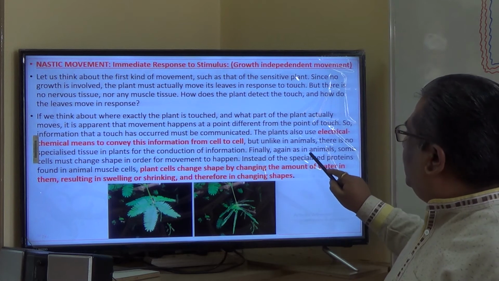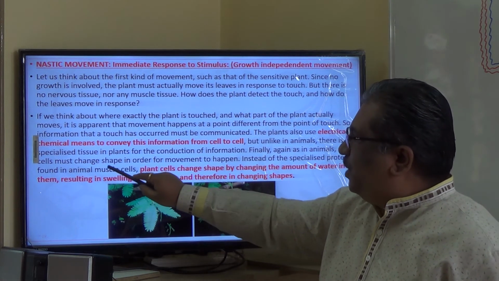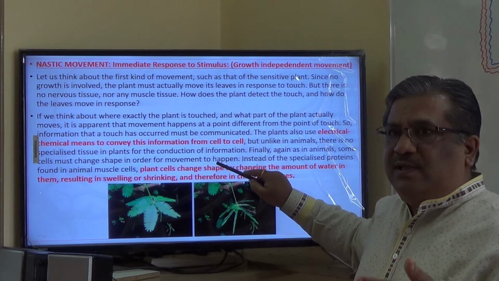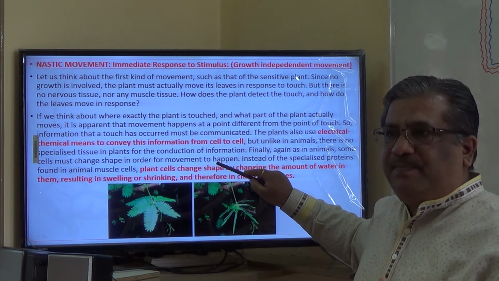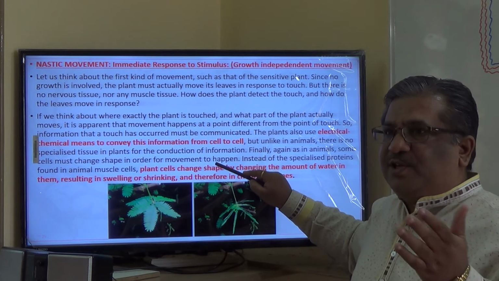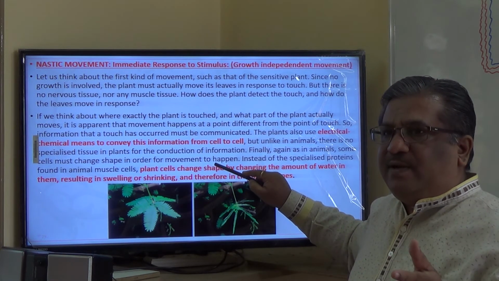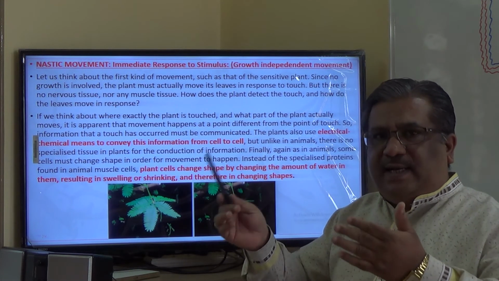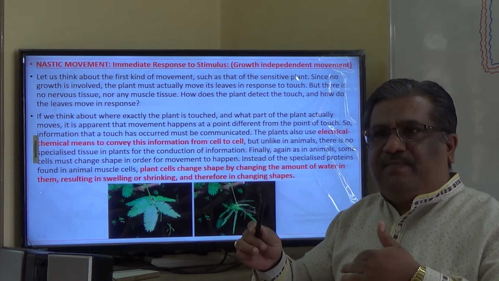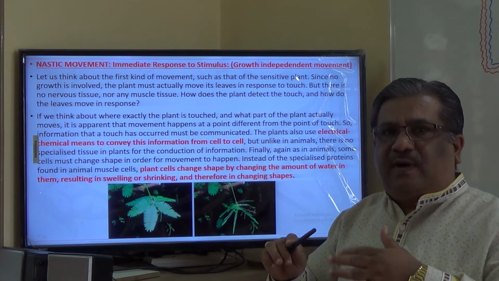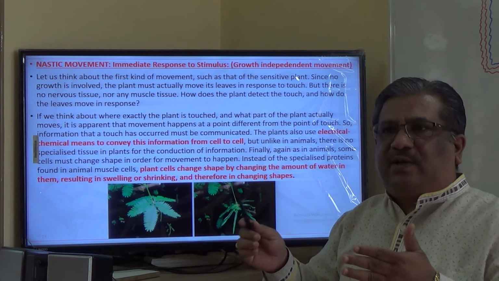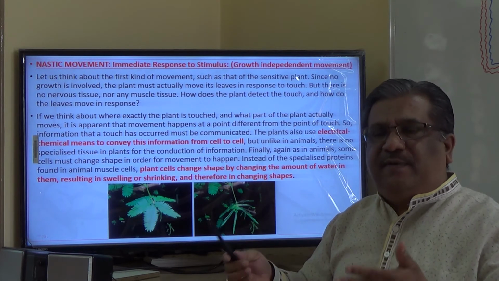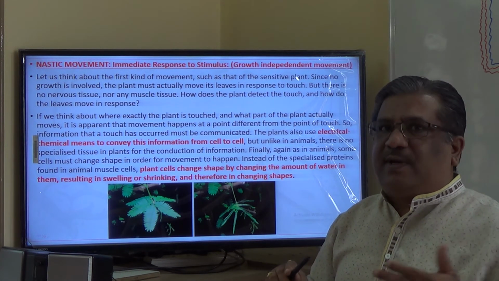Finally, again, as in animals, some cells must change shape in order for the movement to happen. How do the movements in human beings take place? Cells contain special proteins. The arrangement and the change in shape of the proteins due to the electrochemical impulse or the nerve impulse results in the contraction of muscles, and that results in the movements of the different parts of the body. I hope you are understanding what I am talking.